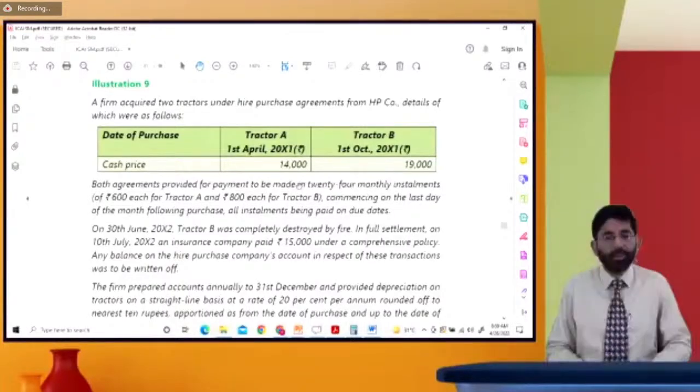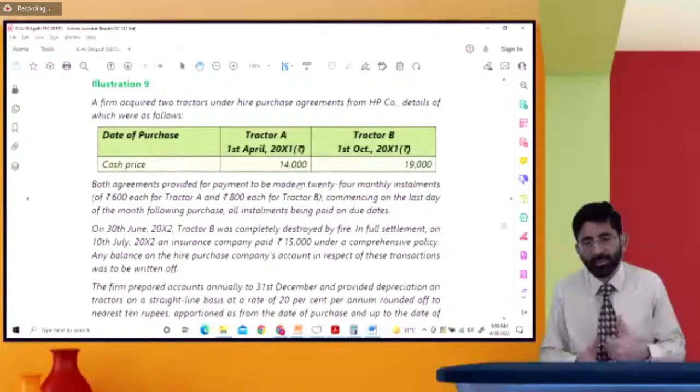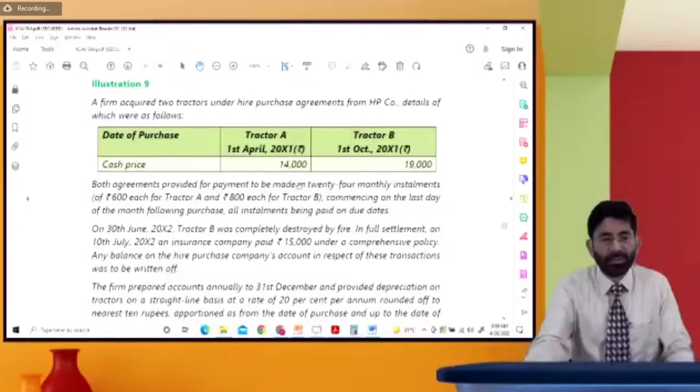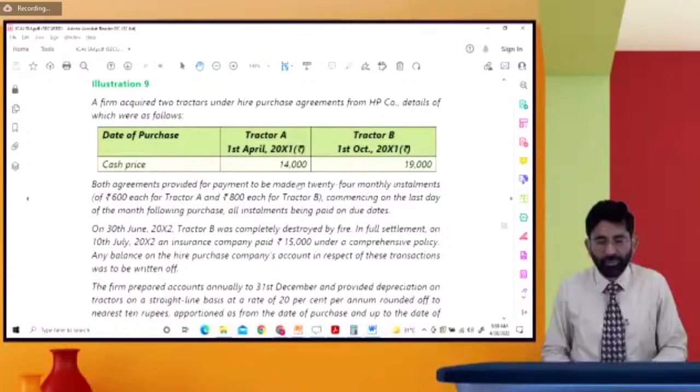On 30th June, tractor B was completely destroyed by fire. In full settlement on 10th July, the insurance company paid us rupees 15,000. Any balance on the hire purchase company's account in respect of these transactions was to be written off. The firm prepares accounts annually on 31st December and provides depreciation on tractors on a straight line basis.